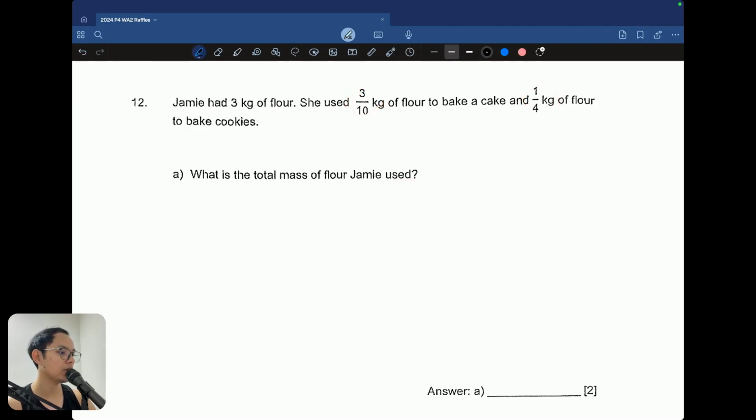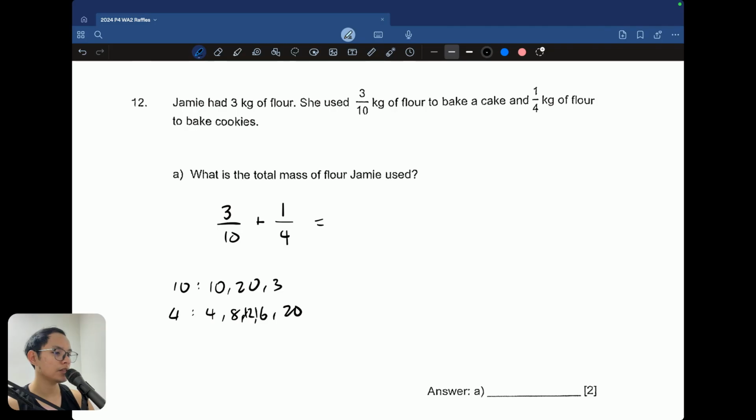Pretty straightforward. So we just say 3 out of 10 plus 1 over 4. The thing is that we need to know what's the lowest common multiple for both of them. Okay. So we have 10, 20, 30. This is 10. Then 4 is just 4, 8, 12, 16, and then 20. Okay. So now we know that there is the common multiple of 20 over here.